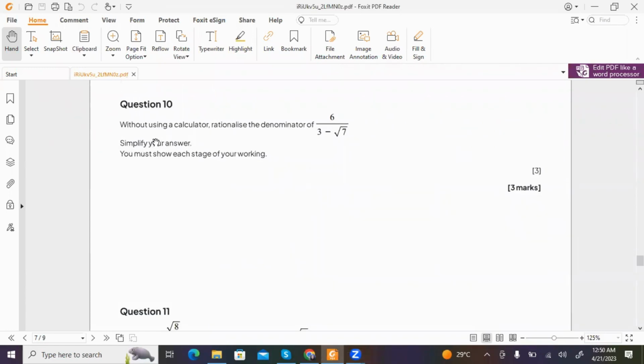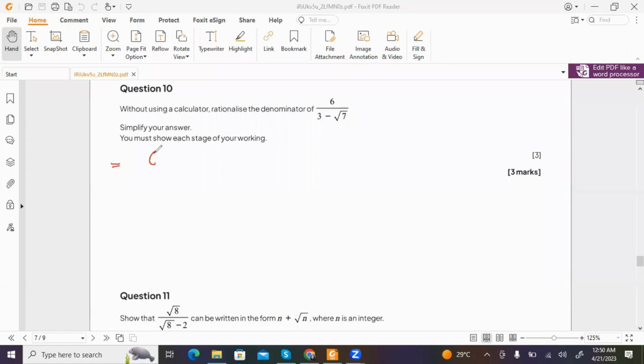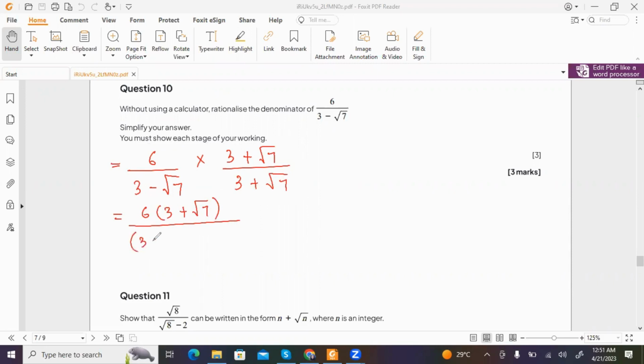Question number 10 says, without using a calculator, rationalize the denominator. It's the exact same thing. We begin by multiplying and dividing the fraction by the conjugate of the denominator, which in this case is 3 plus root 7. Multiplying the numerators and denominators, it's going to be 6 times 3 plus root 7 over 3 minus root 7 times 3 plus root 7.